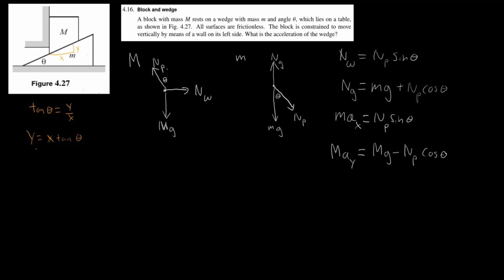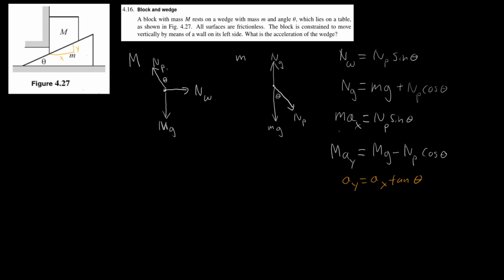And now I'm just going to take the double time derivative of these, which will just mean I find the acceleration. So ay is equal to ax times the tangent of theta. I'll rewrite that over here. ay is equal to ax times the tangent of theta. So that is our last equation that we need to describe all of the motion of this system. Alright.